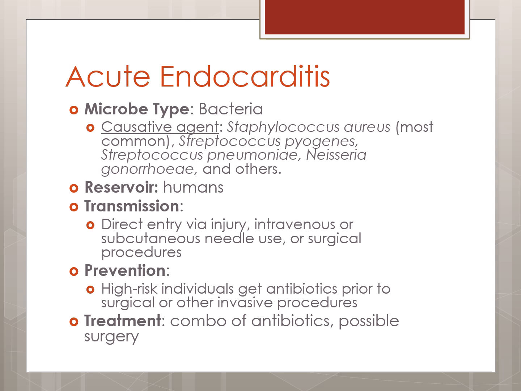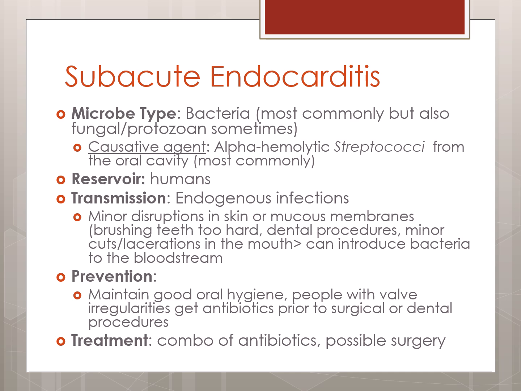Moving on to subacute endocarditis. This is going to be pretty much any microbe type except for a virus, mainly bacteria, but sometimes fungal or protozoan. The causative agent I want you to memorize is going to be the alpha hemolytic streptococci that we're going to find in the oral cavity. Now, this is kind of where it's normally found. It's just if it moves to a spot like our blood that it becomes a problem, and how it gets there is kind of odd.